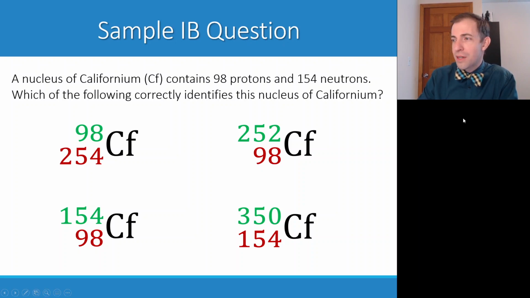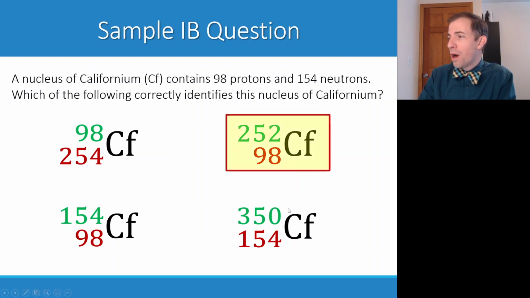So I know for sure it can't be this top left and it can't be the bottom right. It needs to be a number with 98 on the bottom. And then the top number is not the number of neutrons. Instead, it is the number of neutrons plus protons, the mass number. So our correct answer here is 252, which is 98 plus 154.